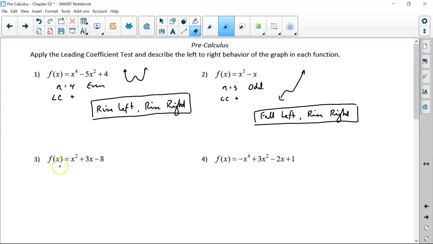For number 3, the degree, the largest exponent, n, is 2. That's even. And the leading coefficient is positive. And it's a parabola. It's going to look like this because it's x squared. So it's going to rise left, and it's going to rise to the right.